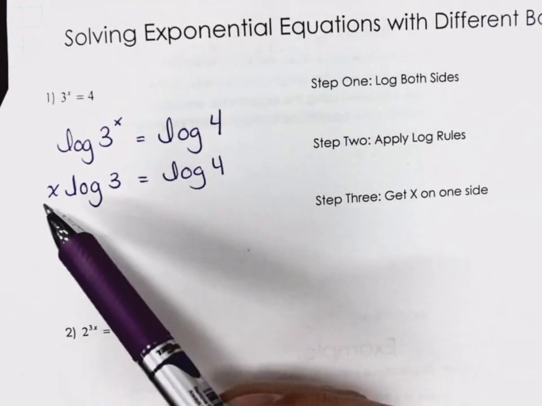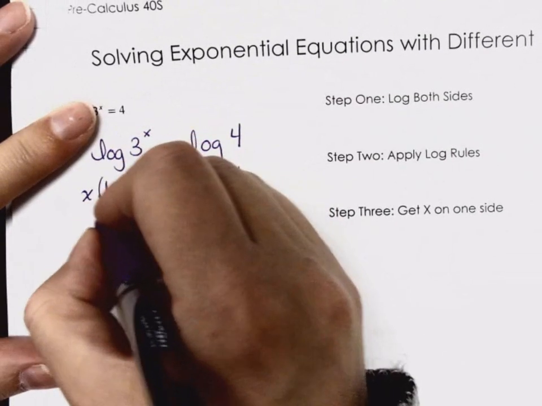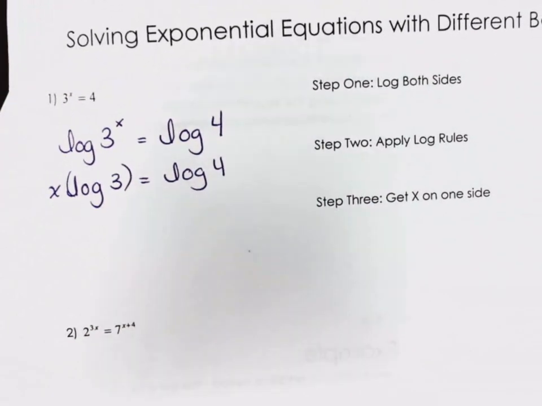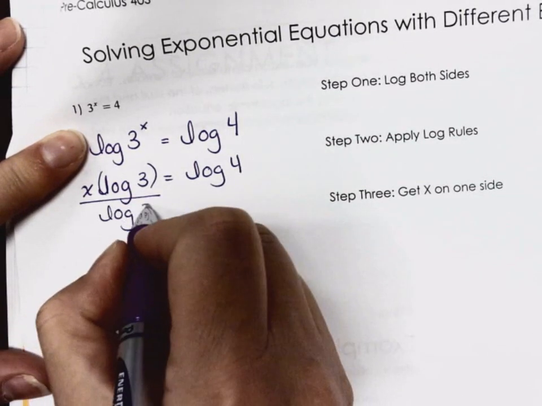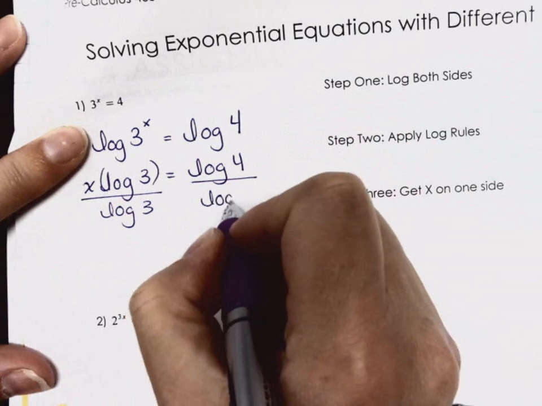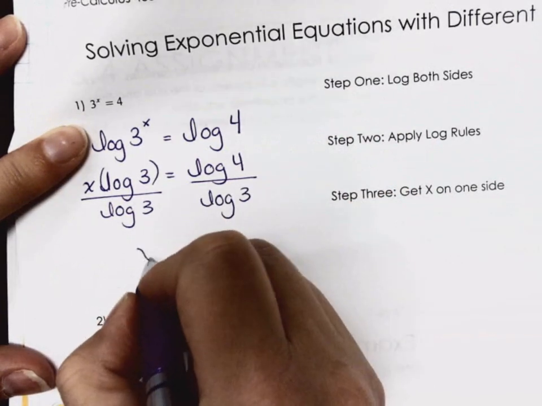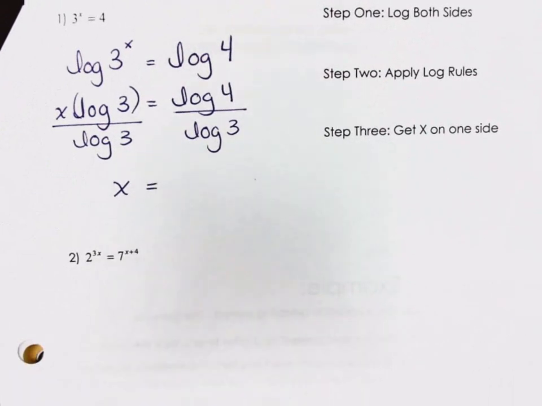So what's happening between the x and the log 3? What math is happening? We're really just multiplying them, right? So what's the opposite of multiplying? Divide. So if I divide this side by log 3, I've got to divide this side by log 3. Can we just cancel the log numbers? Nope, because there's math that has to happen there.